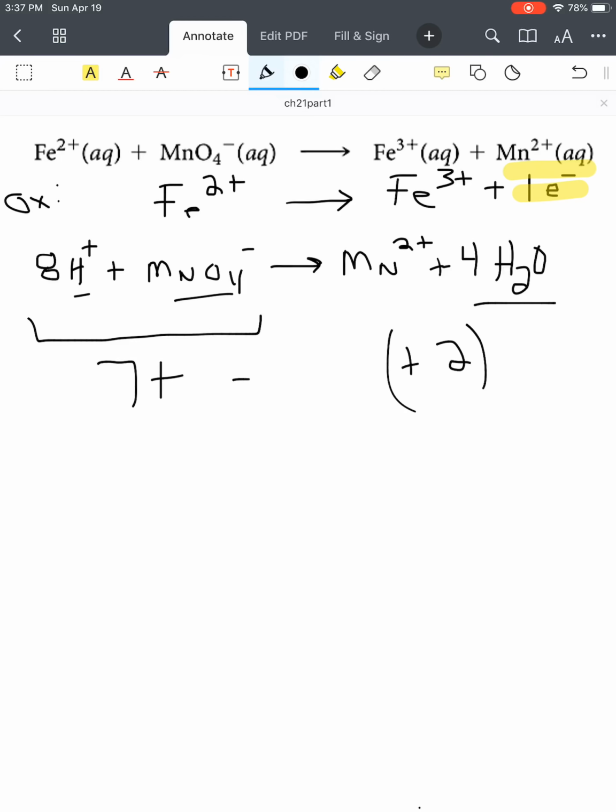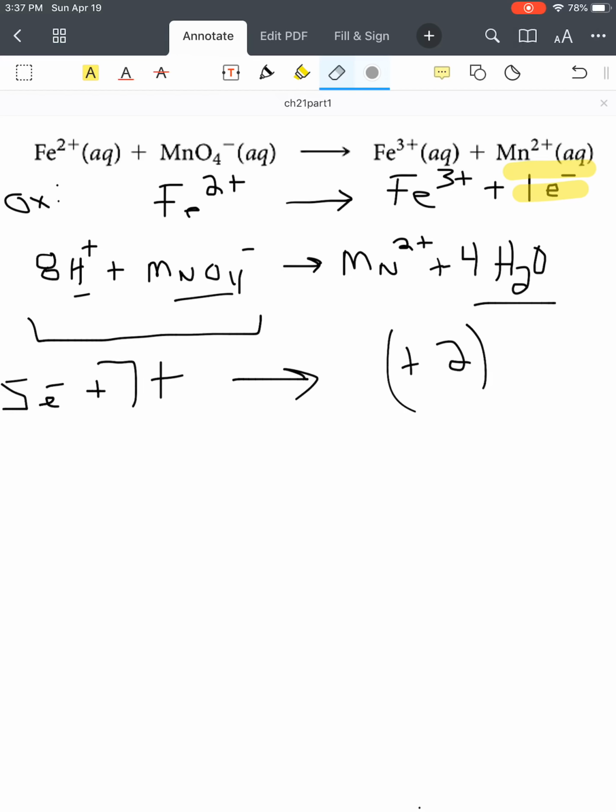My math is correct, right? So we go from a 7+ to a 2+. That's a huge charge imbalance. How can I correct this? What if I add 5 electrons to my left? Then it's 2+ to 2+. So that's what I need to do.